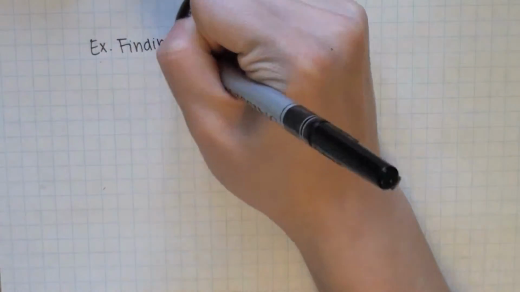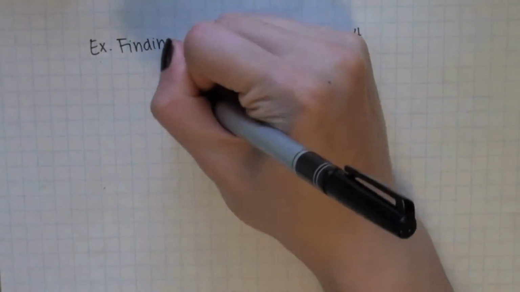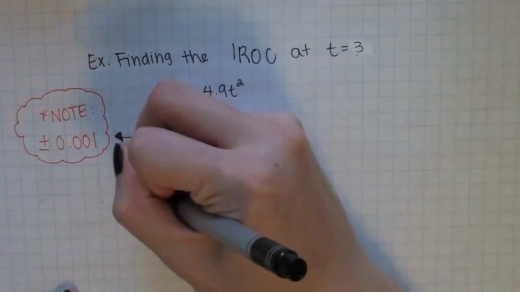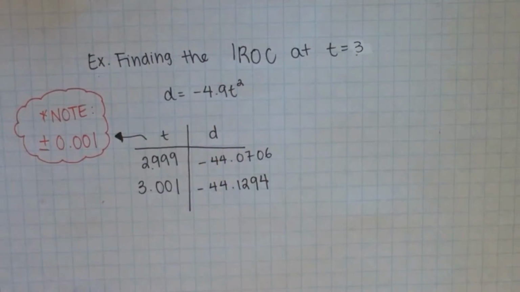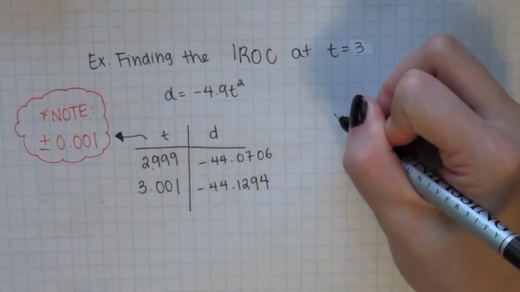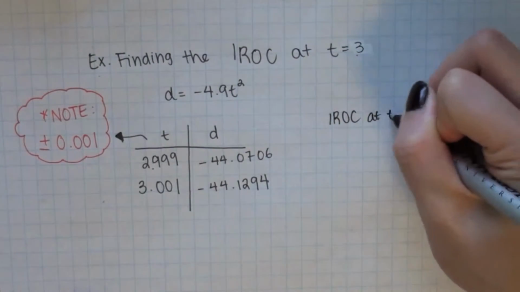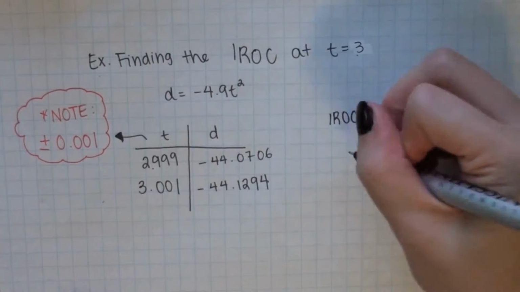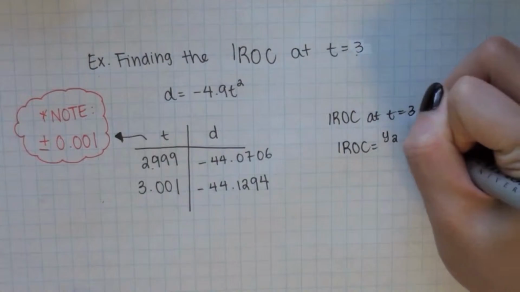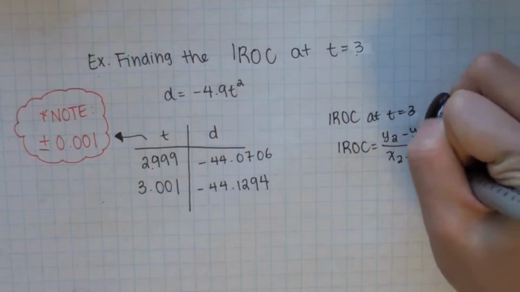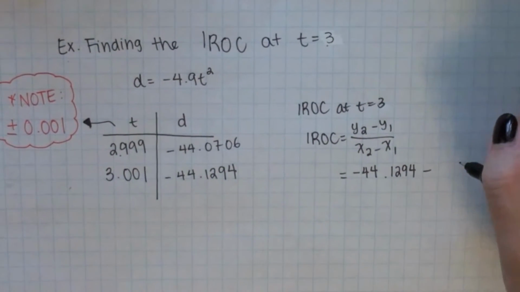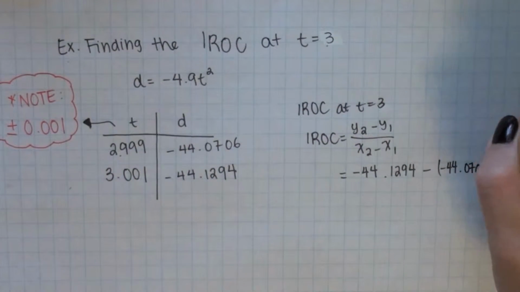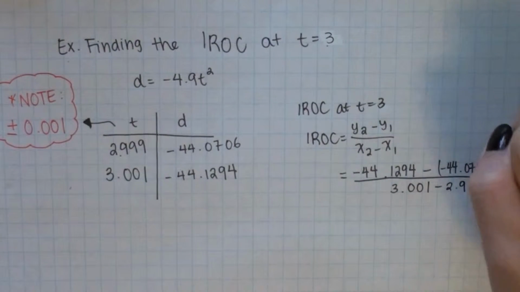To find the instantaneous rate of change algebraically, estimate the slope using a very small interval of 0.001 to add and subtract from the tangent point, then substitute the intervals into the equation. In this example, find the IROC at 3 seconds by adding and subtracting 0.001 to 3 for the values of t, and subbing it into the equation to find d. Sub the d values into the y in the numerator and t into the x in the denominator.